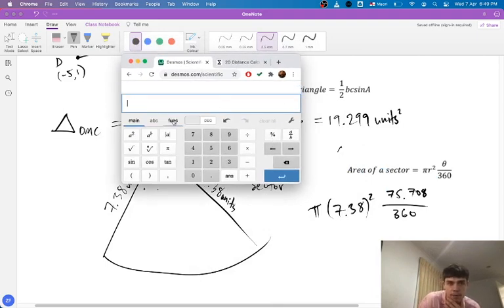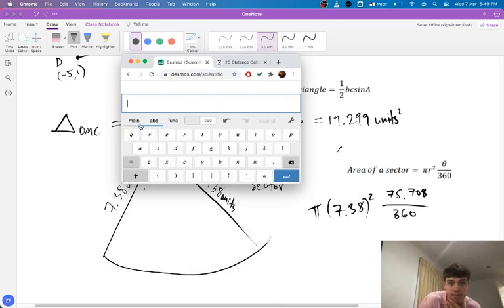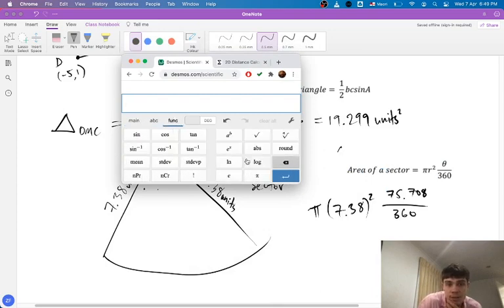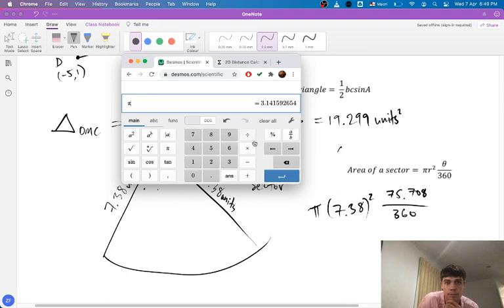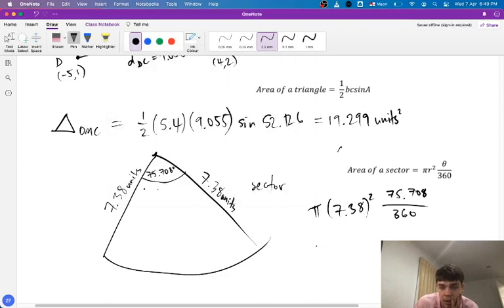Okay, so where's pi? Do we know pi by heart? No, there's better things to do in maths than learn pi off by heart. Pi times 7.38 squared multiplied by 75.708 divided by 360. So that is 35.983. And that's units squared.